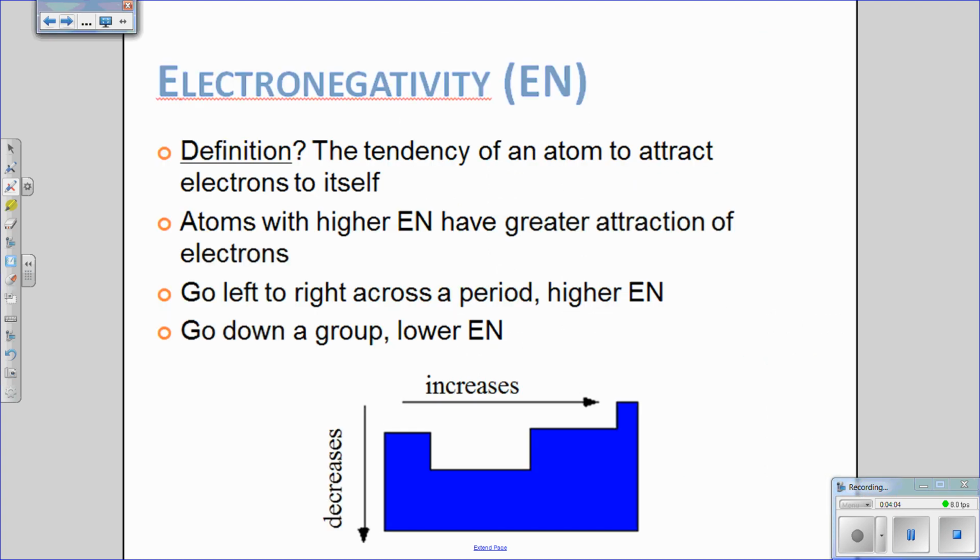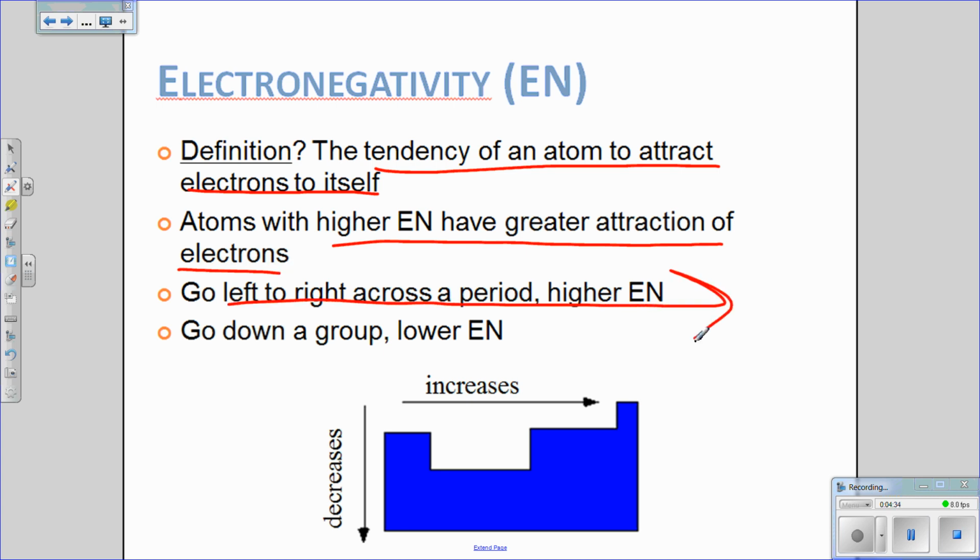Okay. Electronegativity. The definition of electronegativity is the tendency of an atom to attract electrons to itself. So when you're in a bond, how strongly does that atom pull on electrons? Is it strong enough to pull the electrons, or not completely pull them away, but pull them closer to that element than the other one? Atoms that have a higher electronegativity have a greater attraction for electrons. Well, the trend is as you go from left to right, electronegativity gets larger, and as you go down, it decreases. Increases left to right, decreases down.